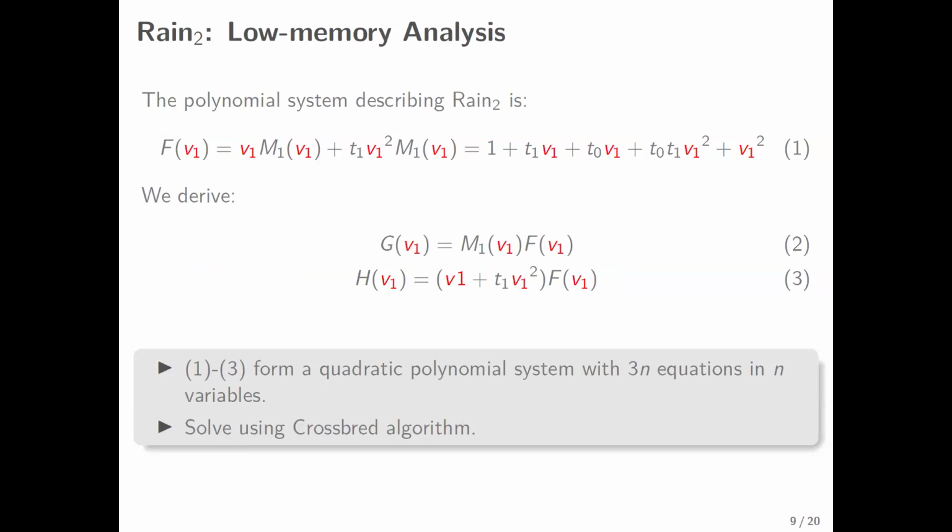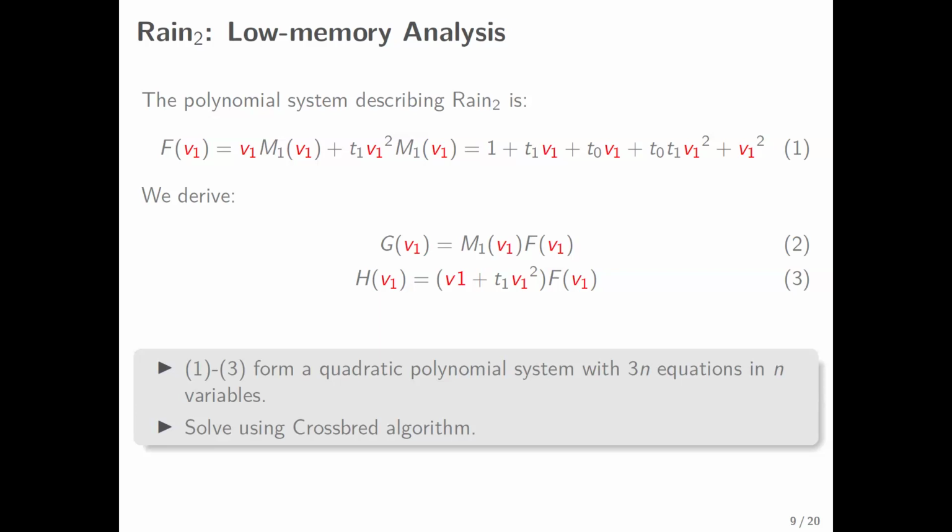We are also interested to see if we can do better and get a smaller memory complexity. Remember that I said that when a polynomial system is overdefined, it should be easier to solve because we have more information. So to have a more efficient attack, we try to define more polynomials to describe the solution. One is the polynomial that was already describing Rain, and we derive G by multiplying it with a linearized polynomial.